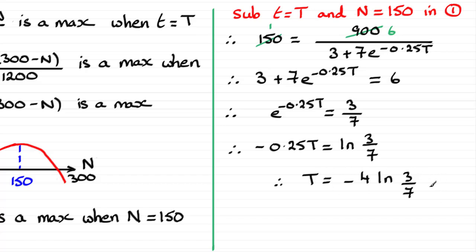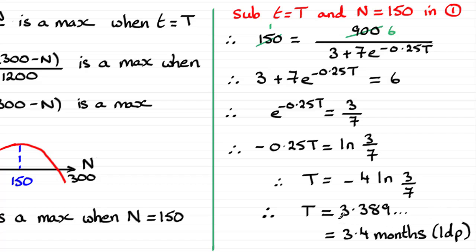And you could leave it like that if you like, or you could just put this through your calculator, and if you put it through your calculator, you're going to get t equaling 3.389 and so on, which I've rounded to 1 decimal place, which is going to be 3.4. And remember, we're dealing with months here.